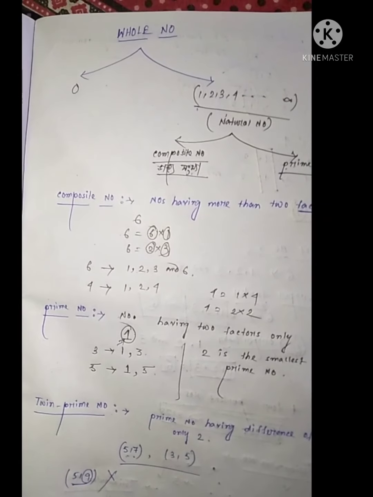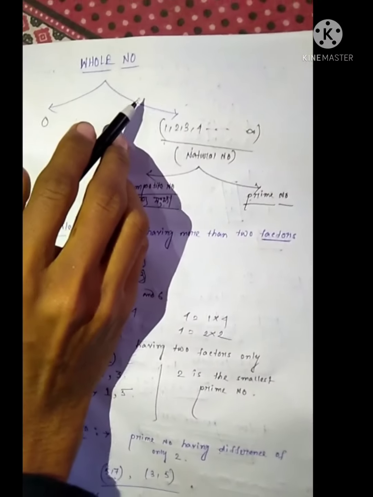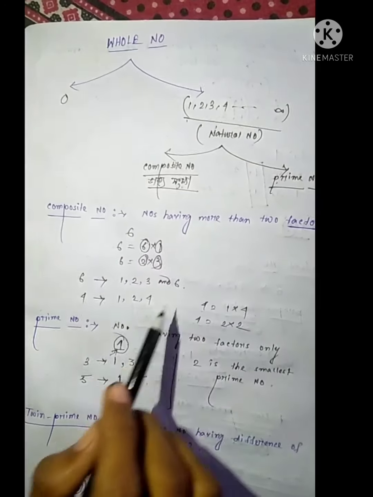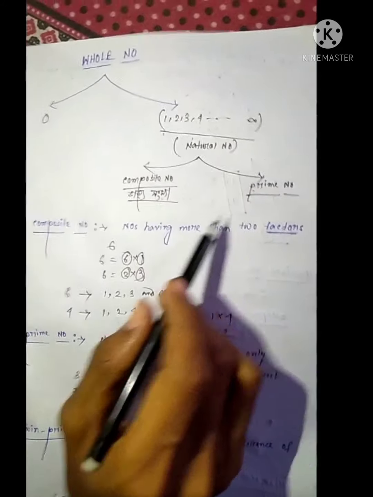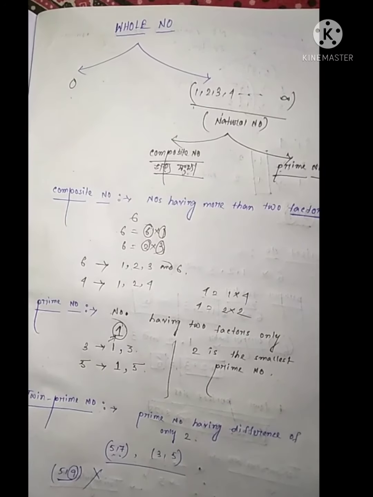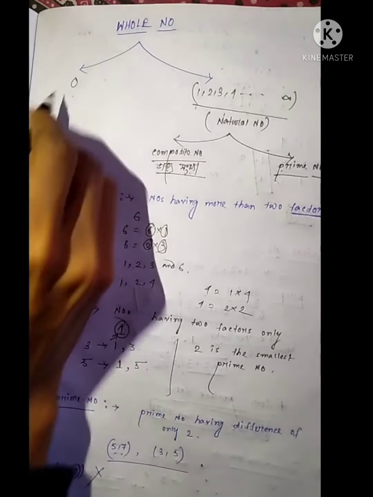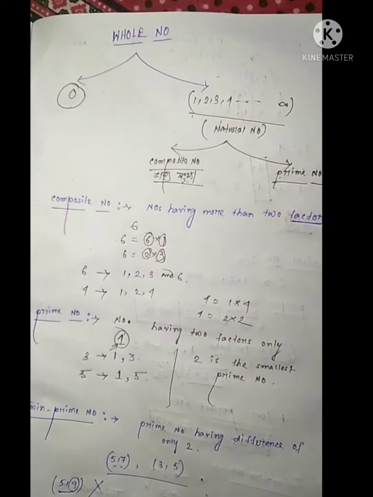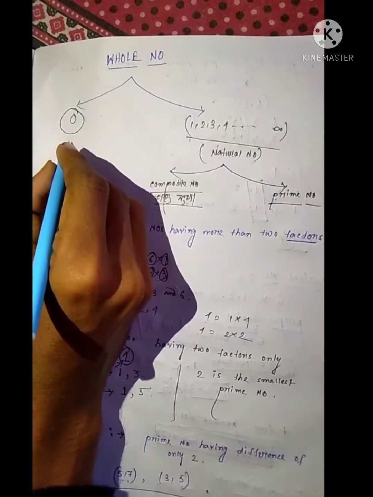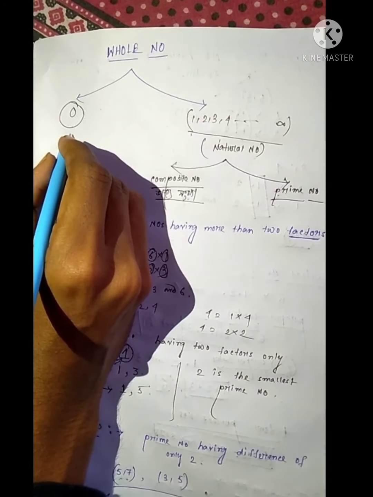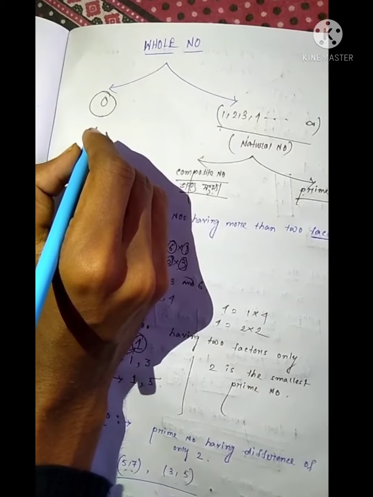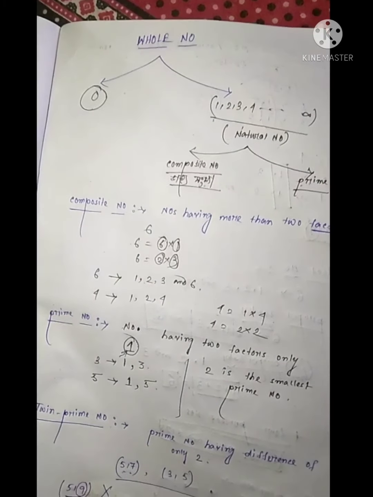If we go into the topic of whole numbers, it has two parts, 0 and natural numbers. I have already discussed natural numbers, and today our last topic is 0. What should we call the number 0? 0 is not an even number. It is not an odd number. It is not a prime number. So what should we call it?